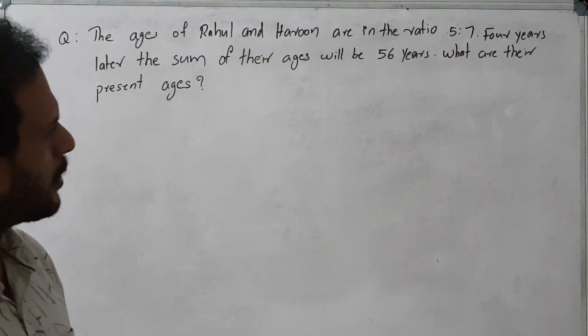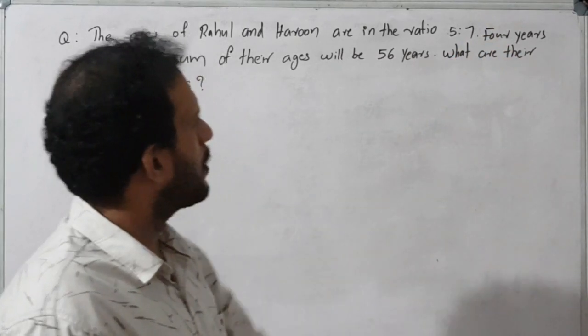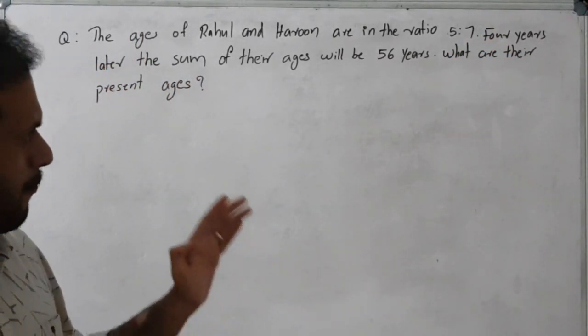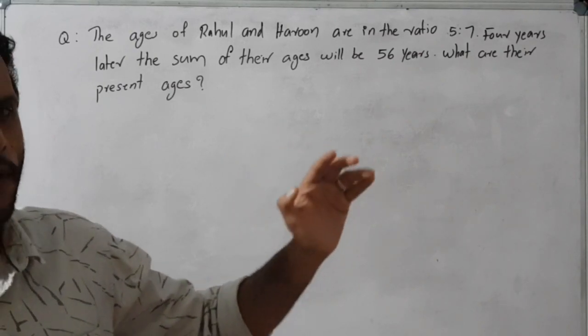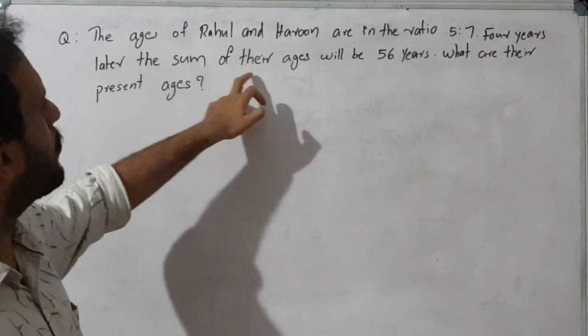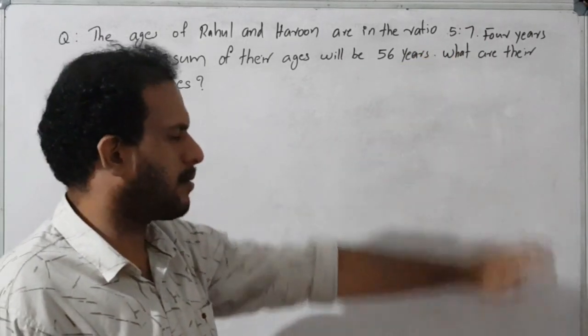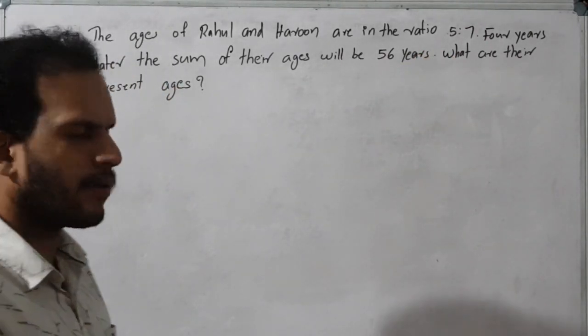What is the ratio? The ratio is 5:7. Then what is next? 4 years later. 4 years later means after 4 years, the sum of their ages will be 56. What are their present ages?